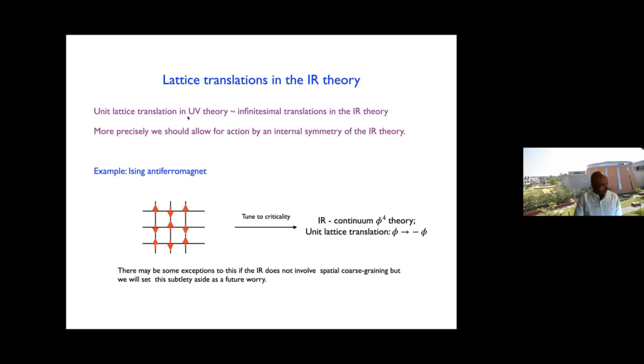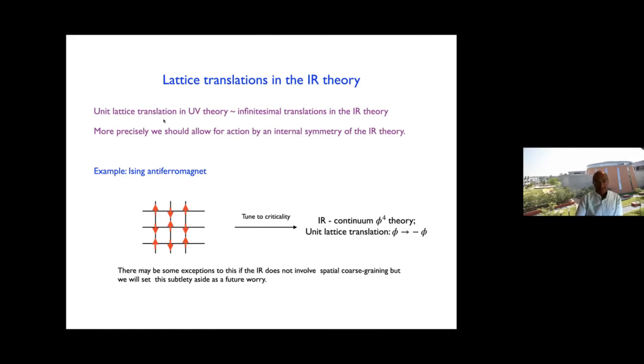And in this coarse-grained version, an elementary lattice translation by one unit appears as an infinitesimal translation in the IR theory. Okay, so this suggests that a unit lattice translation in the UV theory is simply an infinitesimal translation in the IR theory. And this is more or less right, but it's not entirely right. That's why there's a tilde in this sentence. More precisely, we should allow for an action by an internal symmetry of the IR theory.